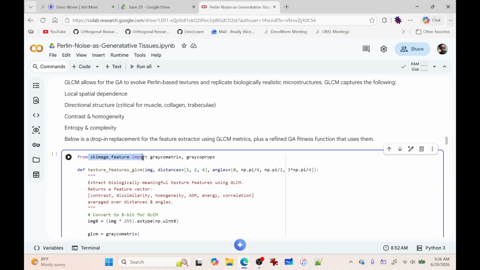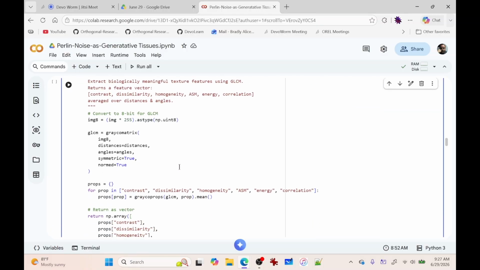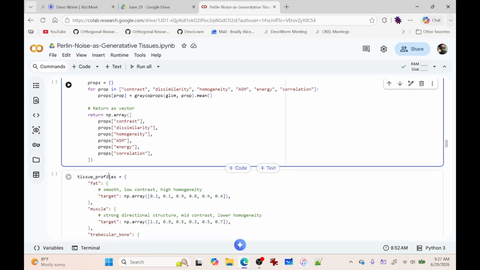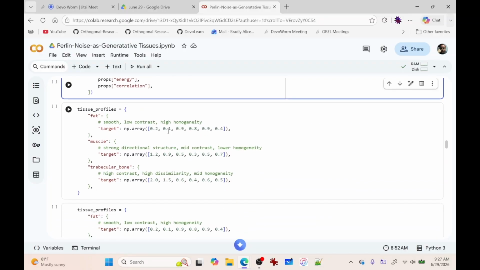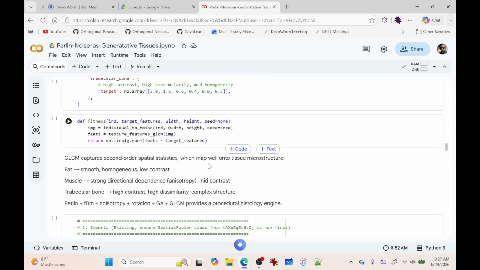So this is where we're using skimage to import these tools for GLCM. We have this texture features GLCM function, which is how we're going to compute all these statistics. We're going to convert things to an 8-bit environment, and then we run that and return a vector. Then we have our tissue profiles again. We're refining those for fat, muscle, and trabecular bone. And then we have this fitness function here, which is defined as this L2 norm again.